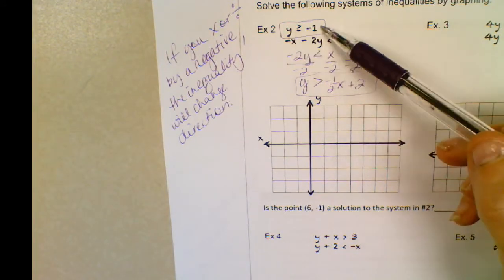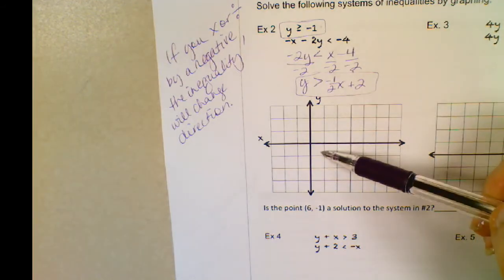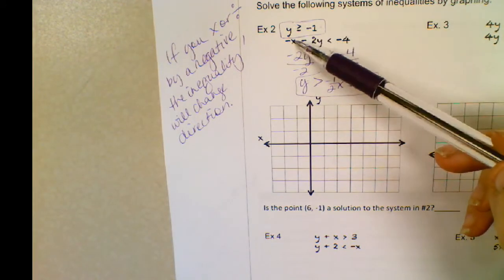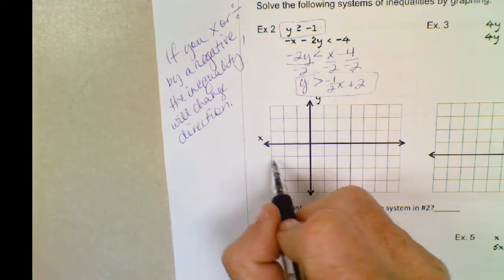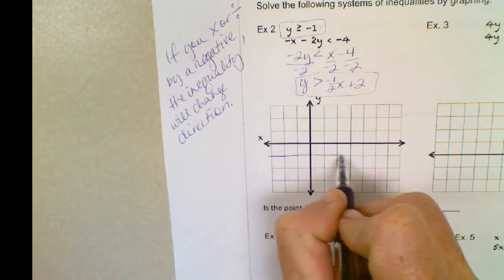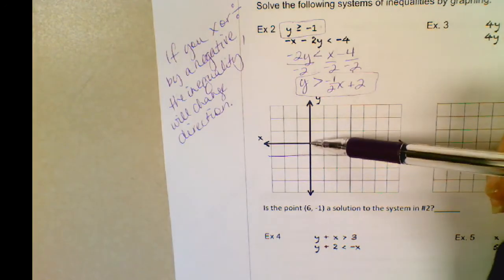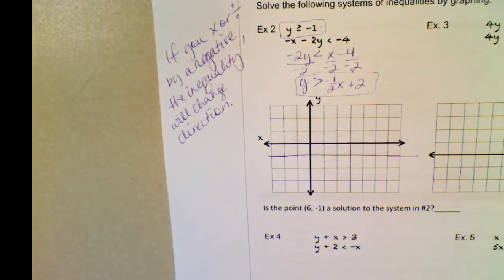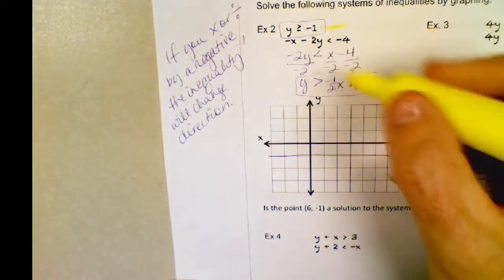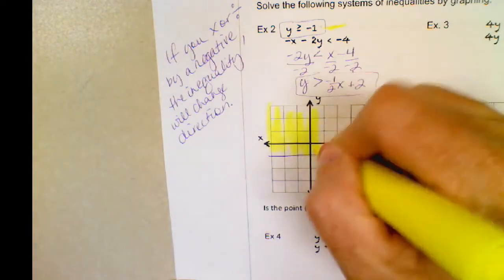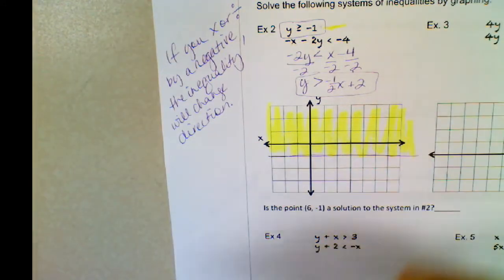I know that y equals negative 1 is a horizontal line at negative 1. Because this is greater than or equal to, it's going to be a solid line at negative 1. And I need to find any number that is greater than negative 1. So 0 is greater than negative 1. And I'm going to go ahead and graph that. That's going to be my yellow area. And I'm going to shade everything above that line in yellow.